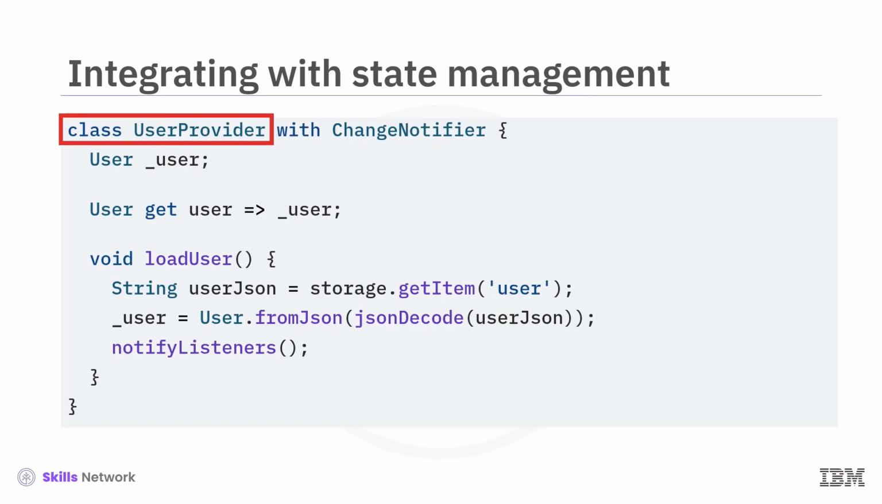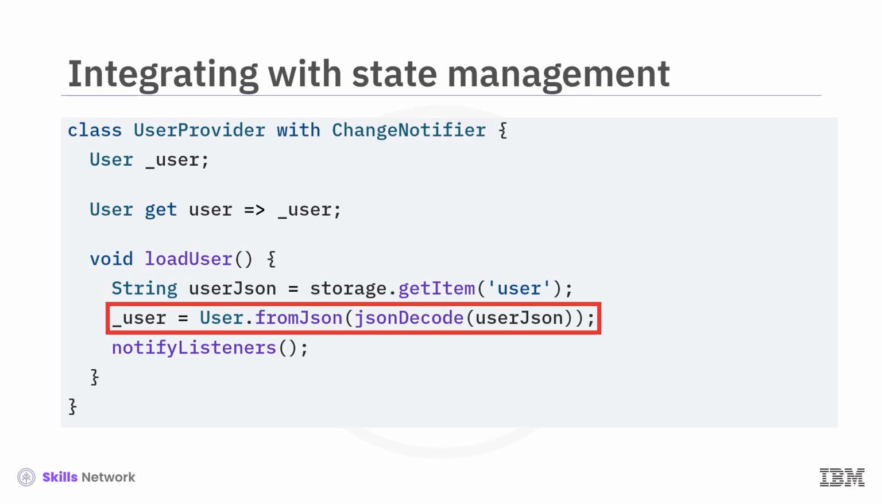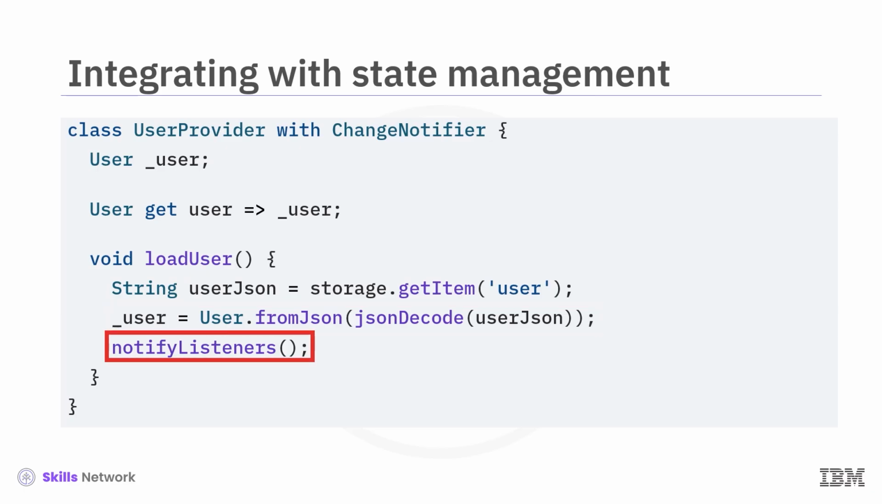The class UserProvider is defined to manage user-related data. ChangeNotifier enables the class to notify widgets when there are changes. This variable holds the user information loaded from local storage. This method is responsible for loading user data from local storage. Here, a JSON string is retrieved and then decoded. This method is called with the decoded data to create a user object. After loading user data in this variable, notifyListeners is called. This method informs all widgets that user data has changed.